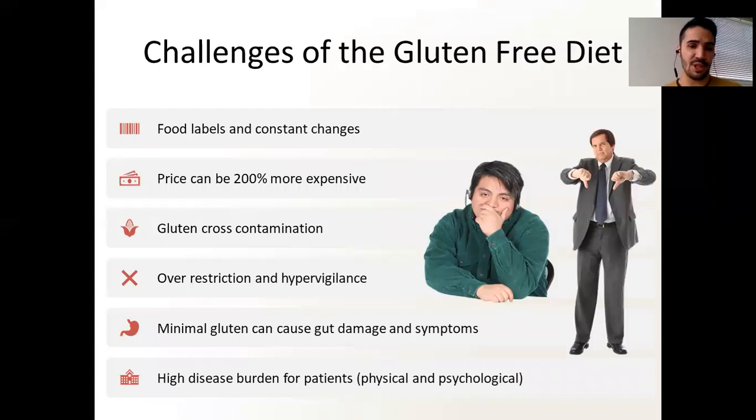And some of the main challenges that a lot of people find following this diet is that, yes, food labels, you've got to constantly be reading them to know what's in the foods that you're buying. There are constant changes, so manufacturers might change some of the products or ingredients year to year. So it's not like you can say, right, I can have this brand of crisps and just have it for the rest of your life. You've just got to be aware of some of these changes. So the price can be 200% more expensive, and this has been shown in research.